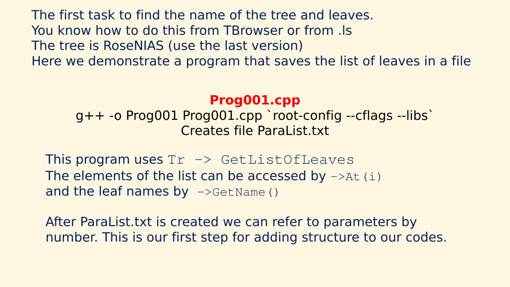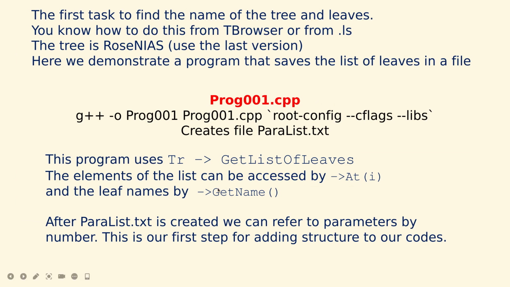Actually the tree name is going to be RoseNIAS. ROSE is spelled with a capital R, the rest of the alphabets are small, and then NIAS is in capital letters, NIAS. This will be the name of the tree inside all the data files which you're going to get from NAND.